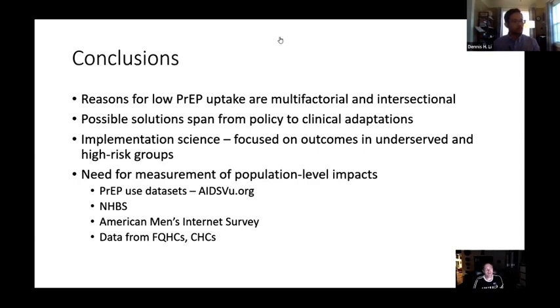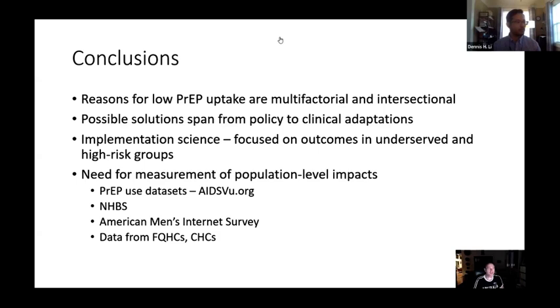And so we just have started to release PrEP use data sets at the county level on AIDSview.org. We started with 2018, but we went all the way back to 2012, and we'll update those annually. The National HIV Behavioral Surveillance Survey collects data on PrEP use in at-risk populations every third year for heterosexuals at high risk for HIV, people who inject drugs, and men who have sex with men.